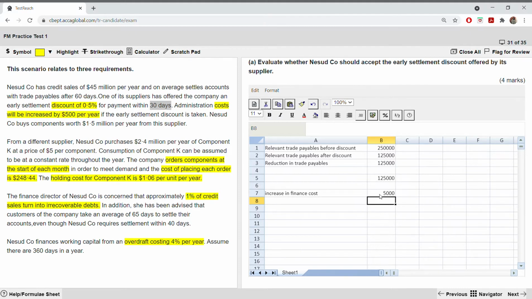Next we have administration cost. Admin cost will increase. I'm writing short forms. Please write whether it increases or decreases next to it. Where did they tell us about the admin cost? Here: administration cost will increase by $500 per year. So here you don't need any working. Directly you can just enter 500 in the box. That's it.